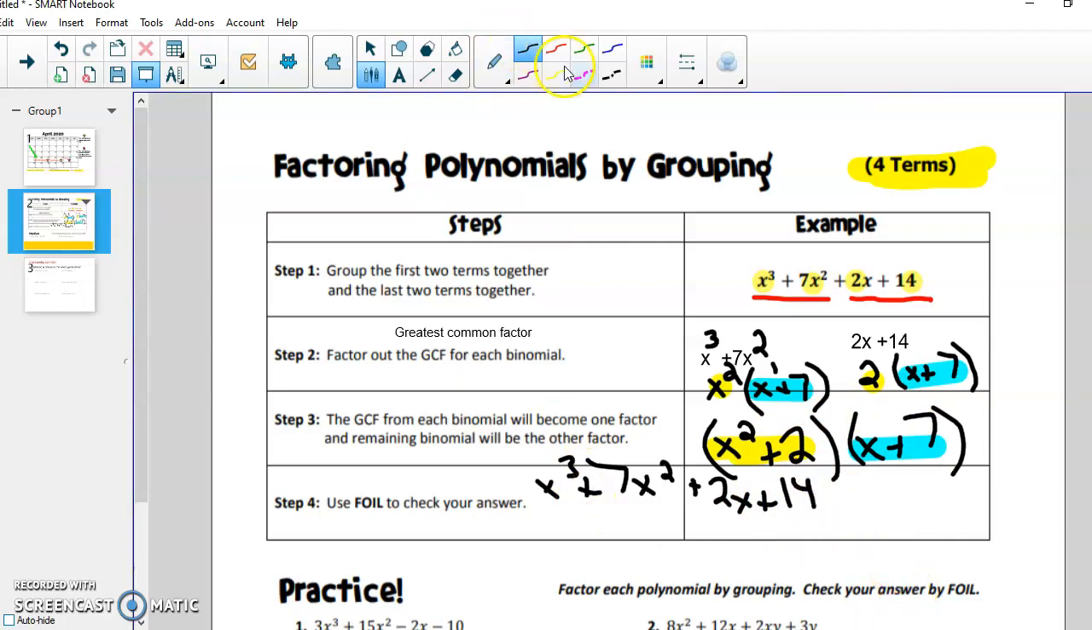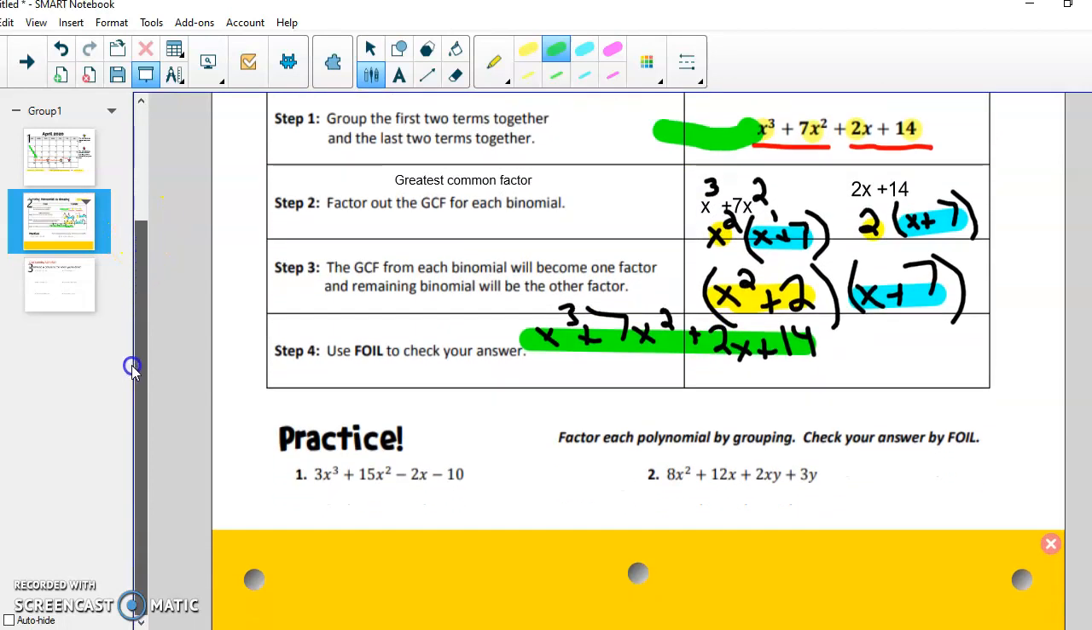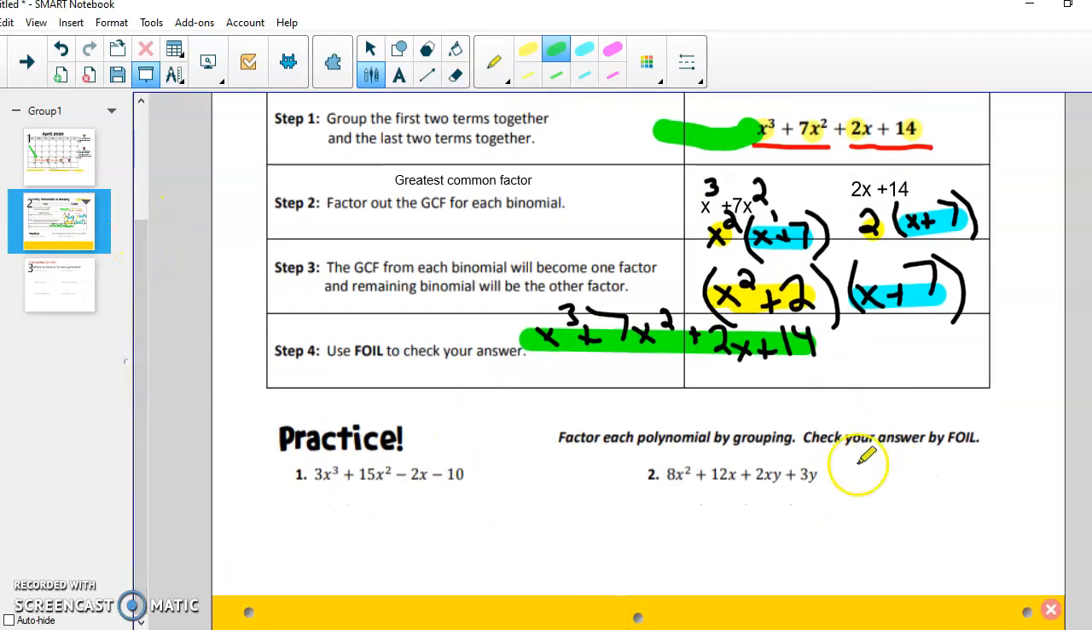So the question I need to ask myself now is, does this top example match my bottom example? And when I look, I see that they match, so I know I did my work correctly. Okay, let's go ahead and do another example following these steps. Give myself some space to work here.